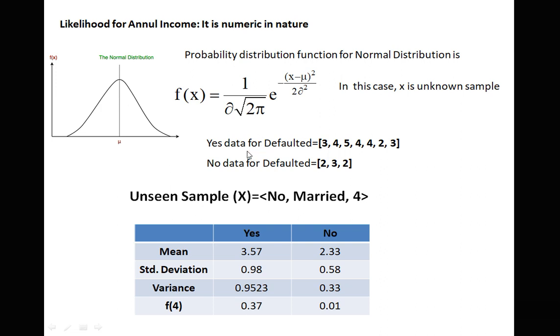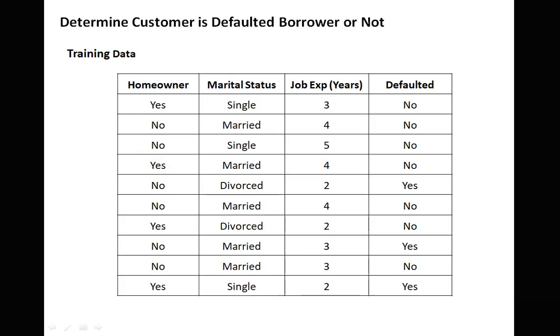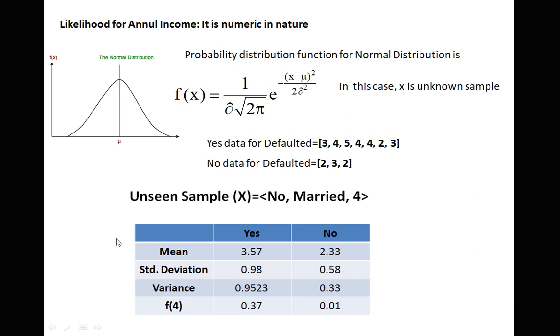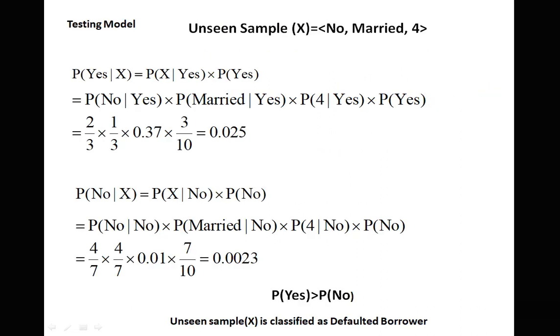Now there are two ways, one is yes and the other is no. We will separate out the data. This is the formula when we have to deal with numeric attributes. As our variable follows the normal distribution, we can apply the Gaussian distribution formula. Now for example, the unseen sample X is given, in which no, married, and 4 are given. So no belongs to the homeowner, married belongs to the marital status, and the last value is nothing but the job experience. Now for this final numeric variable, we calculate the mean, standard deviation, variance, and instead of x we put the value 4, and we get the answers 0.37 and 0.01.